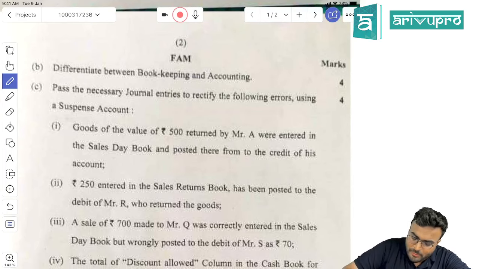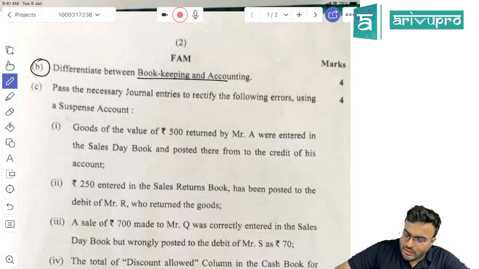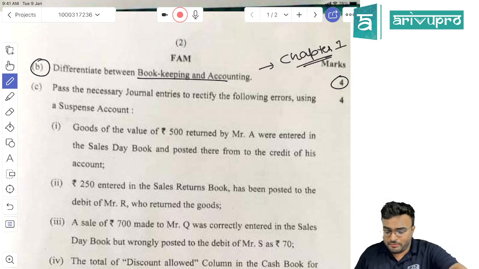Next, differentiate between bookkeeping and accounting. Another 4-mark theoretical question from chapter 1. From chapter 1, easy 4 marks again.